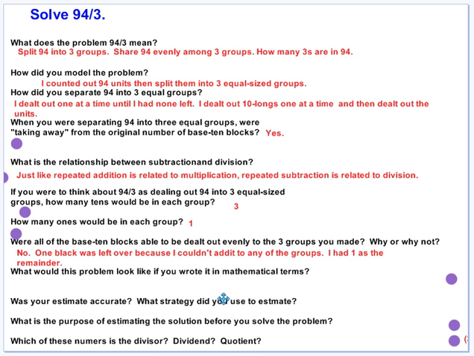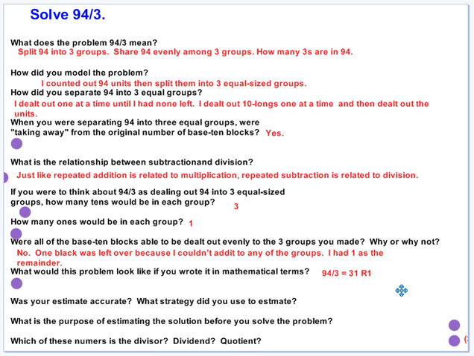What would this problem look like if you wrote it in mathematical terms? That's like in numbers, like we're writing a math problem. Well, it would look like 94 divided by 3 is equal to 31 groups with a remainder of 1 unit.